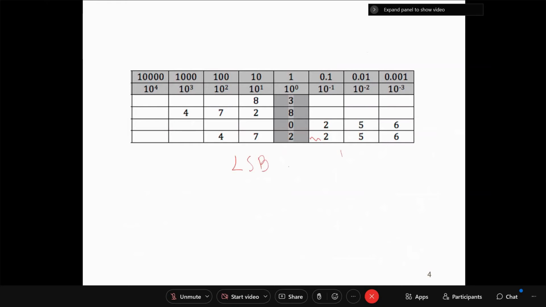Kat sini you kena familiarkan dengan least significant bit dengan most significant bit. Least significant bit is on your right. Most significant bit is on your left. Okay. Kalau ada fraction, ni fraction lah, katakan ni fraction.